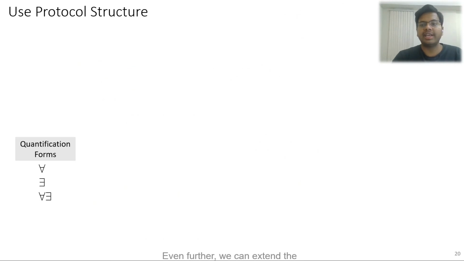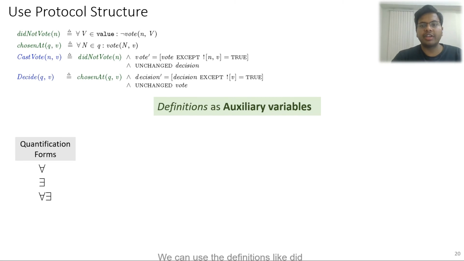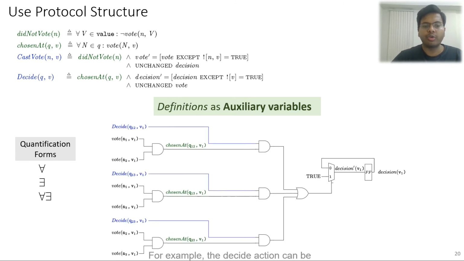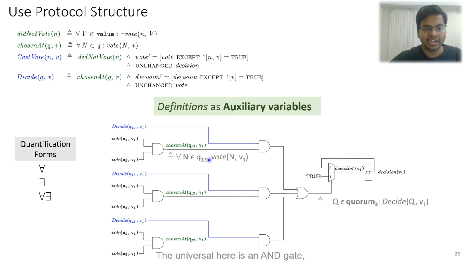Even further, we can extend the quantifier inference beyond these quantified forms by taking the protocol structure into account. We can use the definitions like did not vote at and chosen at, already present in the protocol description, as auxiliary variables during symmetry-aware incremental induction. This is routinely done in hardware verification, where these are referred to as wires. For example, the decide action can be viewed as a logic circuit, as in hardware. The universal here is an AND gate and the existential is an OR gate.